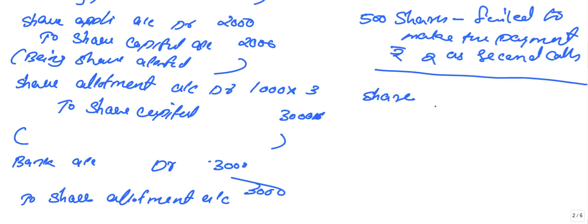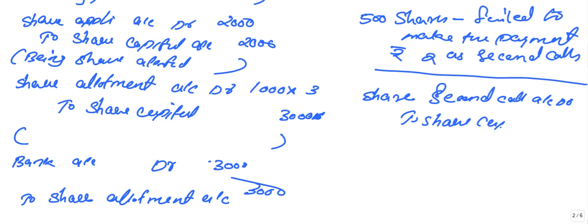Share second call account debit to share capital. This is the due journal entry. How many amount? How much is there? In total I am writing 1000 into 2. That amount is due, 2000 amount is due. We are writing here: share second call money due for 1000 shares at the rate of rupees 2 each.